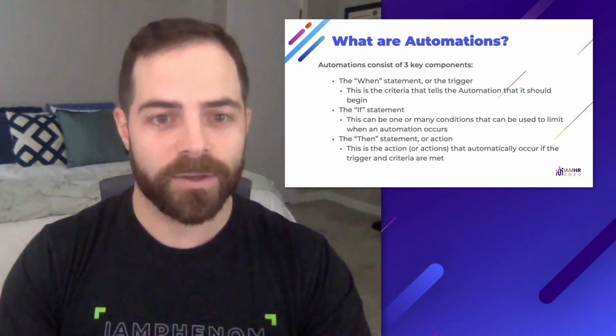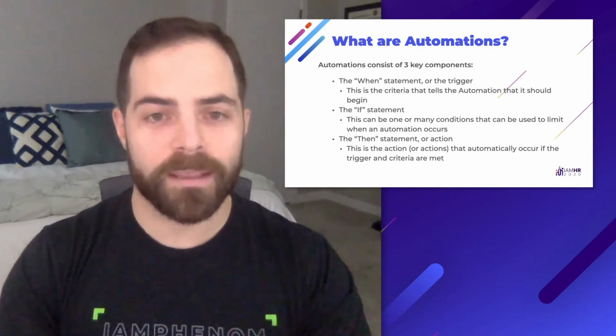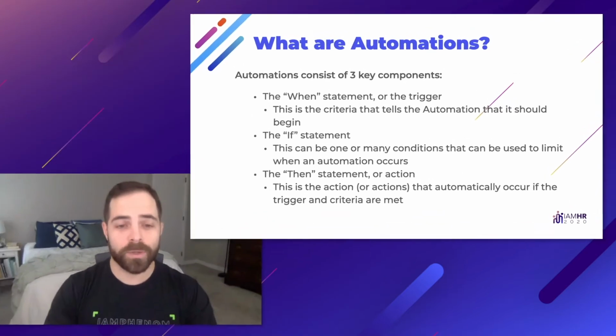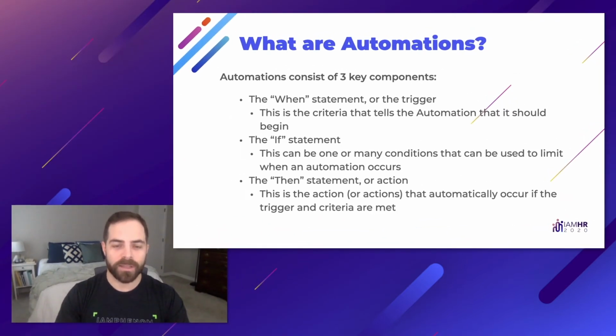Taking a look at automations right now, there are three main components to an automation. First, there's the when statement. That's the trigger that tells the automation that it should kick off. That's anything from a candidate action or a change in a candidate value. It could be something as simple as a change in a hiring status or a communication to the candidate, or many other criteria that tells the automation that it needs to kick off.